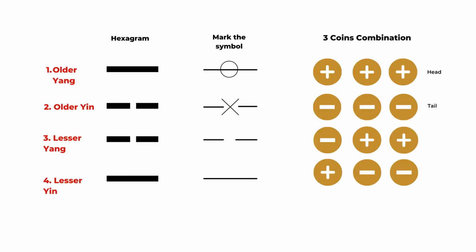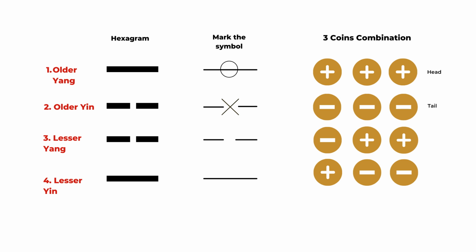So how do we do the 3-coin I Ching consultation? Here we can see 4 different combinations from the 3 coins. On the right side, I have the combinations. The first one has 3 heads or 3 positive, and the second one is 3 negative or 3 tails. And the third one is 2 positive, 1 negative, and the fourth one is 1 positive and 2 negatives.